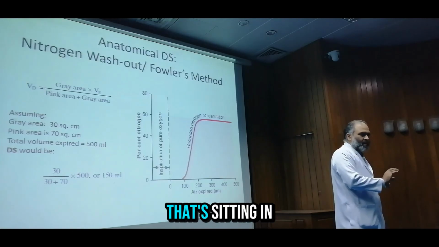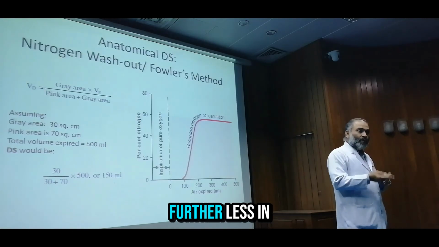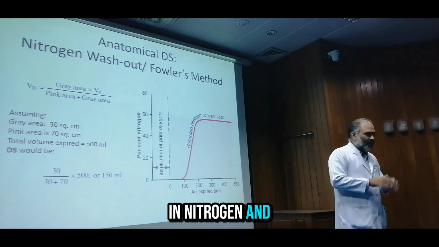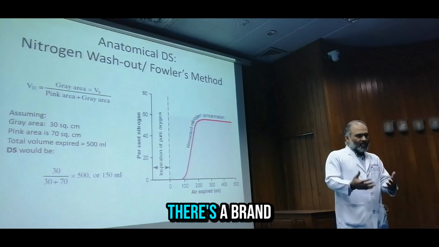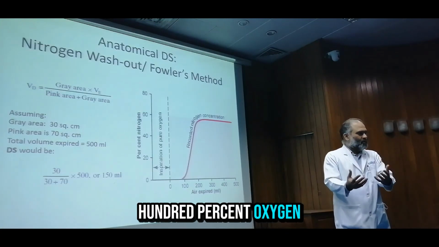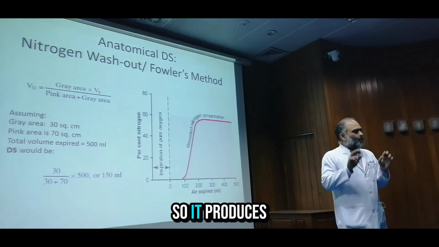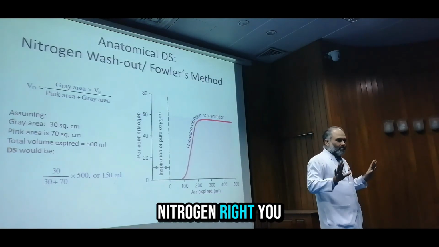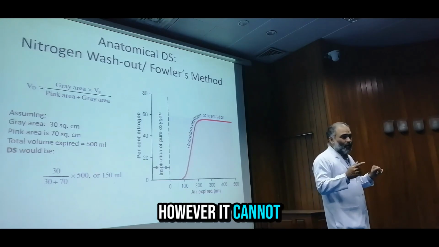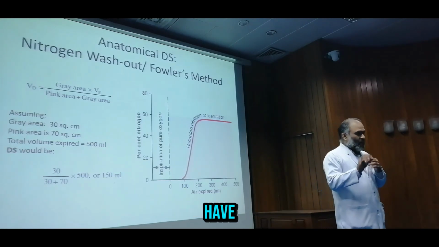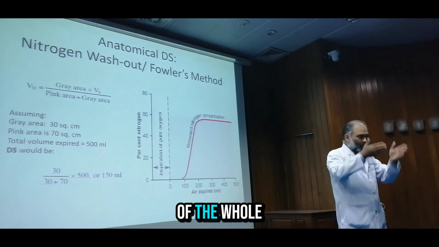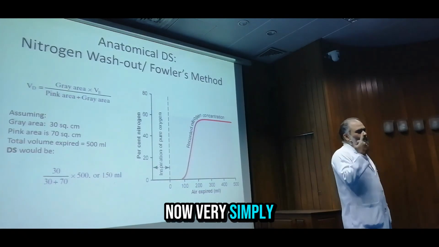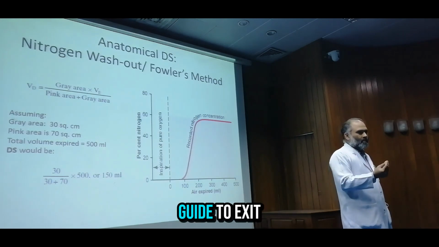So that stale air that's sitting in there is actually less in oxygen, further less in oxygen because we took it out, remember? But it's high in nitrogen and it's just sitting there. And here there's a brand new breath with 100% oxygen coming in. So it pollutes the 350 ml with nitrogen, right? You understand? However, it cannot reach the conducting zone where you have 100% oxygen sitting by virtue of the whole setup. This is one part of the experiment.